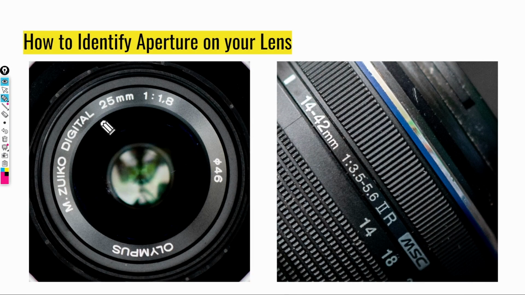Taking a close look at the front of this lens, we can see it's a 25mm, and next to it they listed the maximum aperture as 1:1.8. So all we really need to look at is the 1.8, and this is commonly referred to as f1.8. That is the maximum aperture for this lens, and it's a fixed aperture because it's a fixed focal length.